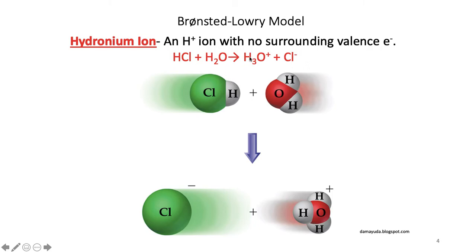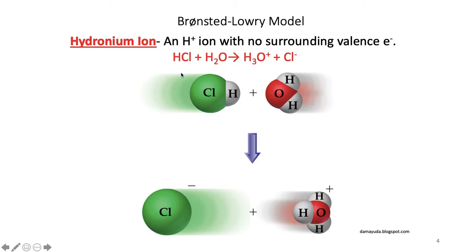For a weak acid, it's the opposite. You will have reactants mostly and very little product. So you'll have very little of this H3O plus and that Cl minus, HCOO minus, for example. Whereas for strong acids, you will not have much of the reactant left. You will only have product, and the opposite is true for weak acids.